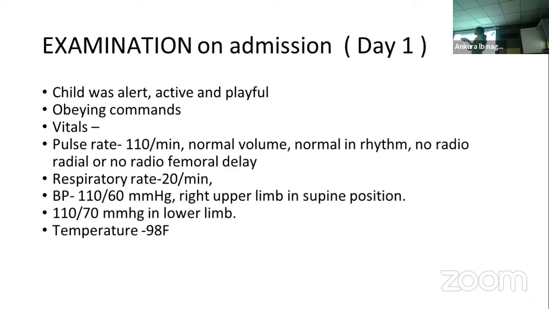Can you summarize the history? What are your possibilities in history? Basically, the child presented with acute onset of unsteadiness in gait. He was able to sit and stand, but he was requiring support to walk. Till now we were confining our differential diagnosis to the cerebellar system because he was having ataxic unsteadiness in gait and also a little bit of truncal muscle involvement.